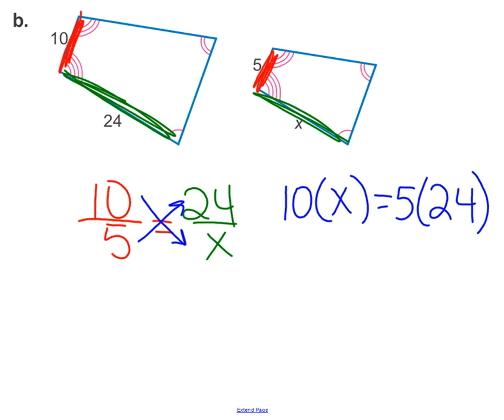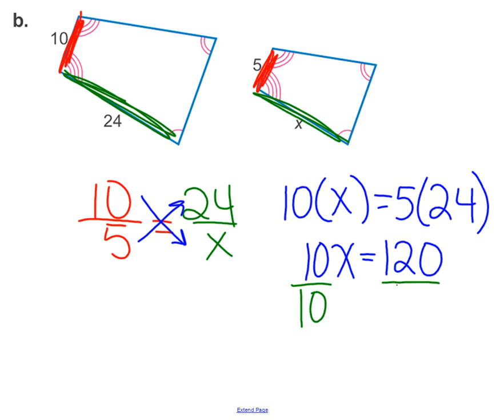So now I can multiply those. So 10 times x is 10x. 5 times 24 is 120. My x is being multiplied by 10, so I'm going to divide by 10 on both sides of the equation. And x is going to equal 12.